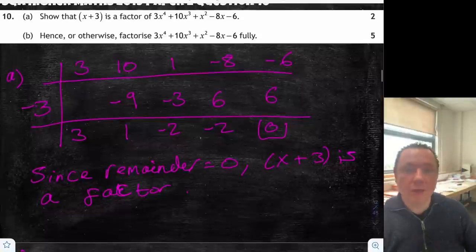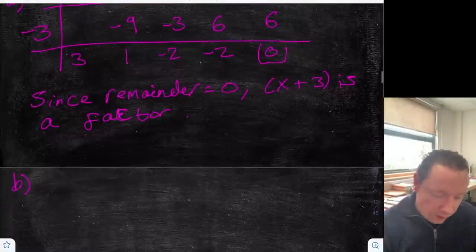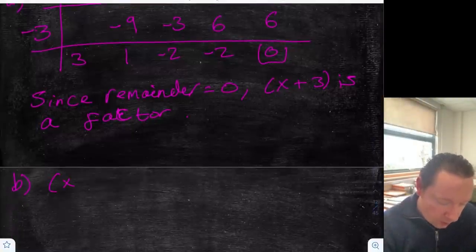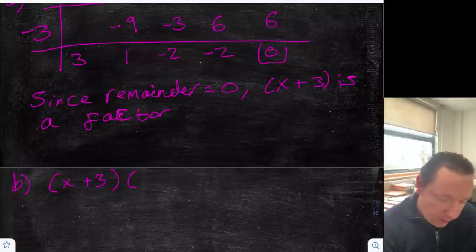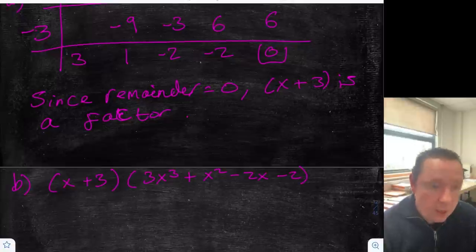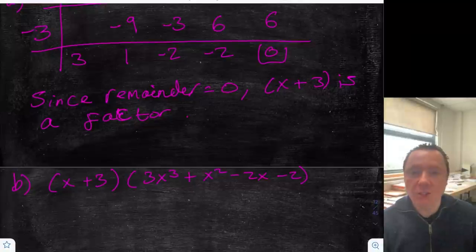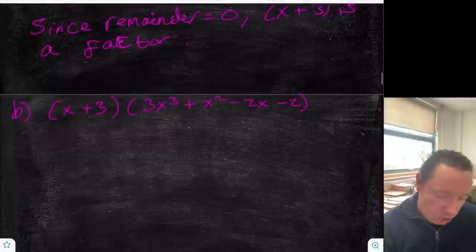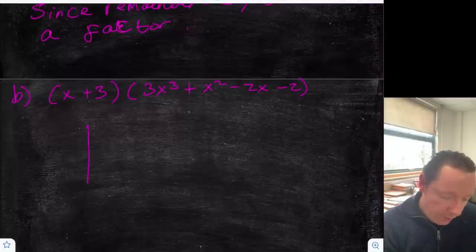Part B, hence factorise it fully. So we've already done a little bit of work. We've got x plus 3, and then these all drop down a power. So it's 3x cubed to start with, plus x squared, minus 2x, minus 2. Okay, so we've now got a cubic to factorise, so we need to find a factor of this. You can just do that by trial and error, trying 1, minus 1, and so on. So let's start off by trying 1.